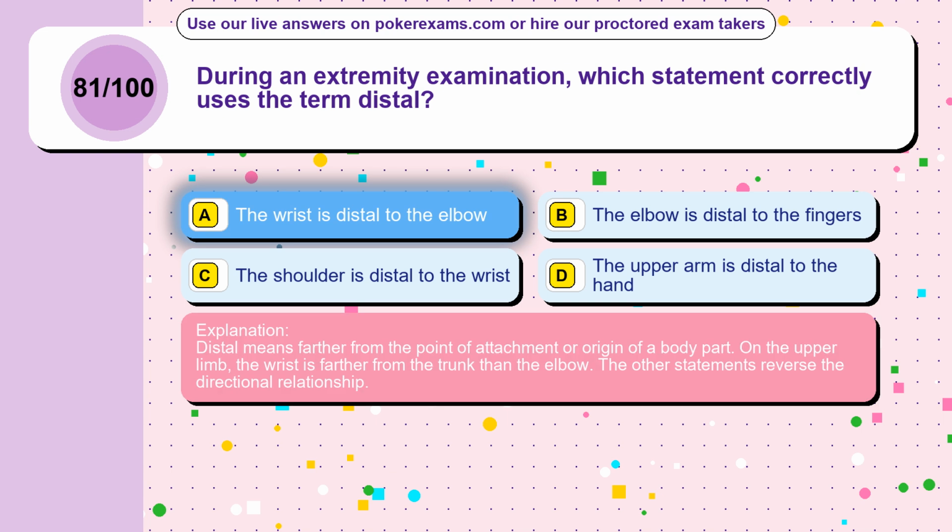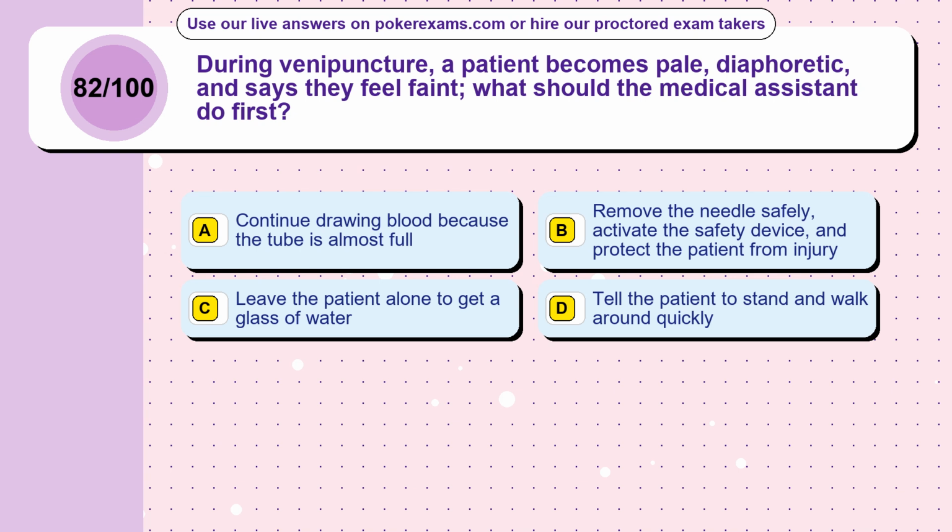Distal means farther from the point of attachment or origin of a body part. On the upper limb, the wrist is farther from the trunk than the elbow. The other statements reverse the directional relationship. Question 82. During venipuncture, a patient becomes pale, diaphoretic, and says they feel faint. What should the medical assistant do first?